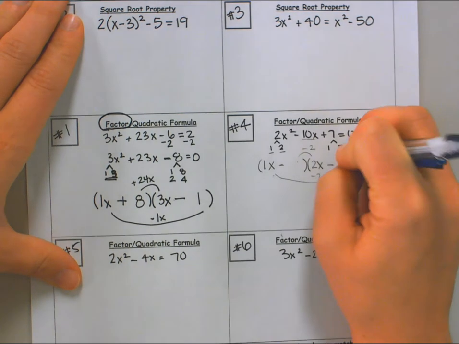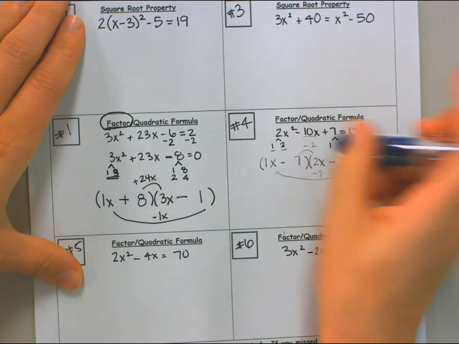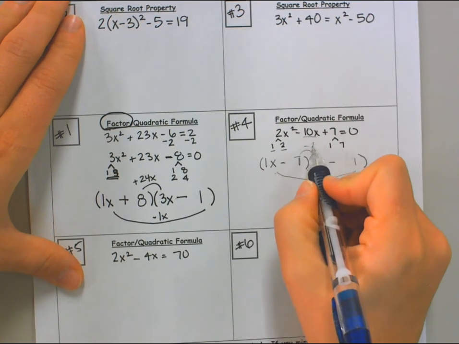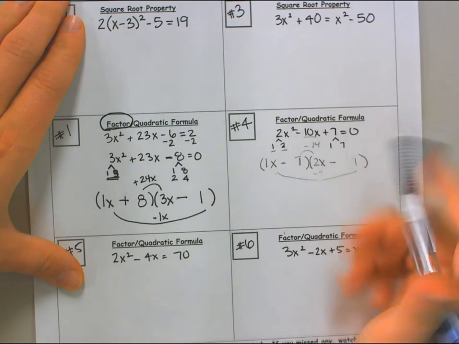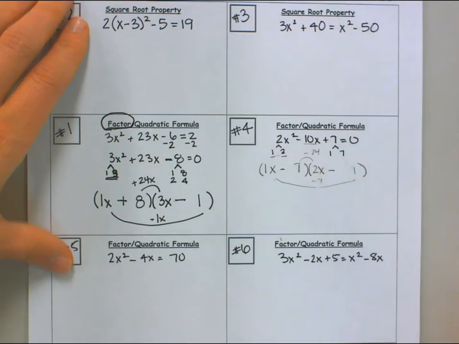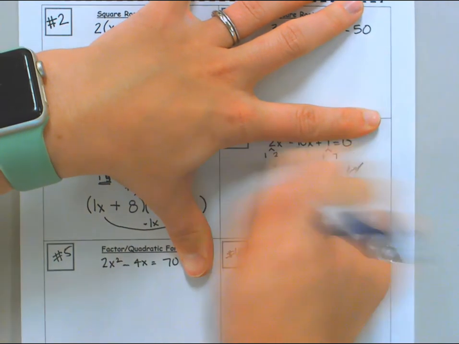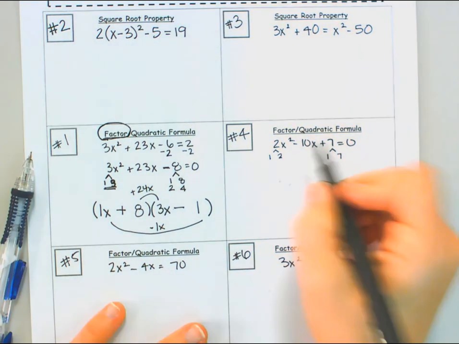So then if I switch them and make this 7 and 1, that would give me negative 14 and negative 1, which wouldn't give me negative 10. So between these two factors, I could not factor this out. So that means that factoring is not the option here, right? It did not factor, so I'm going to have to use the quadratic formula.